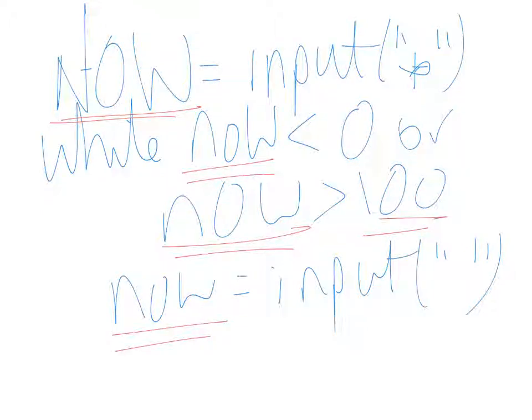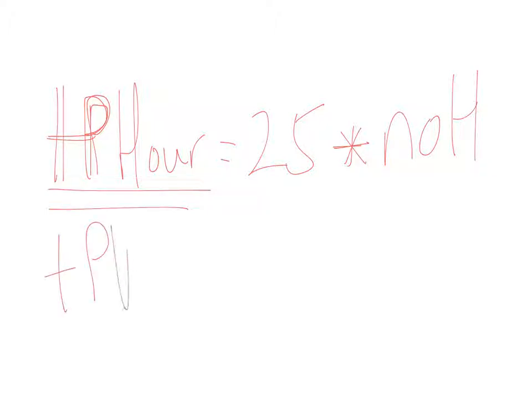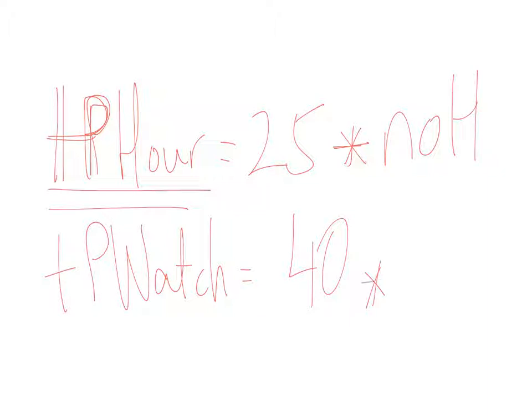So calculate the total earning per hour. We'll do total per hour, excuse the writing, equals $25 per hour times number of hours. So we've got total per hour, TP hour, and then we have to calculate the total earnings for watches. So total per watch equals 40, because that's how much you get per watch, times number of watches.